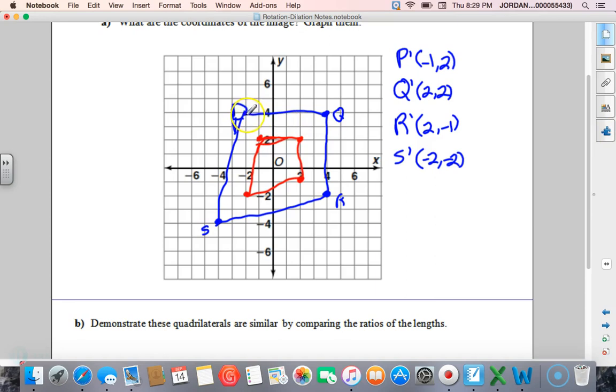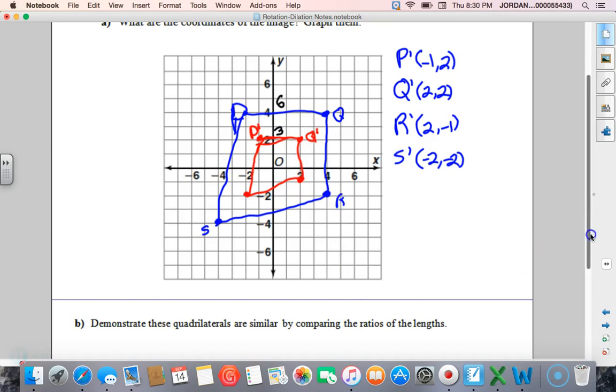What's the length from P to Q? 1, 2, 3, 4, 5, 6. All right, so that's 6. Now what is the same side from P prime to Q prime? All right, so this was P prime. Now you can put your primes on there, Coach Shipley. So there's P prime, Q prime. So the length of this side now is 1, 2, 3. So P prime Q prime is 3.